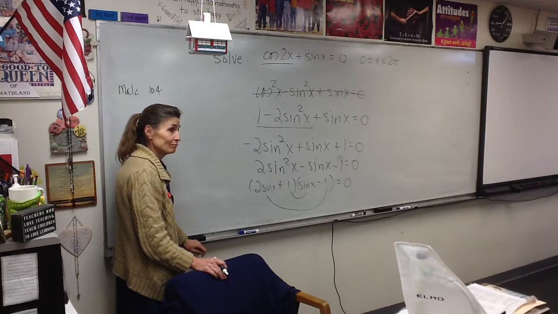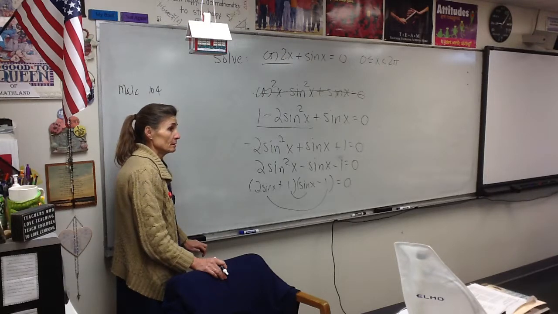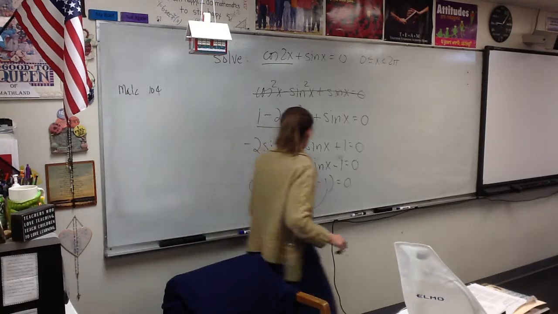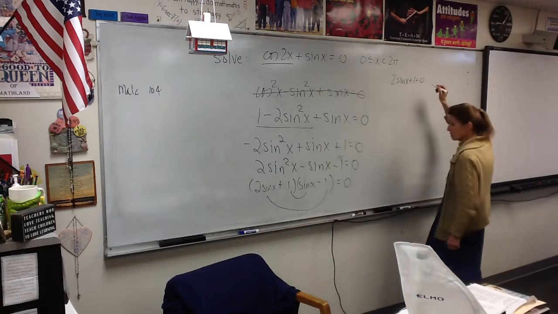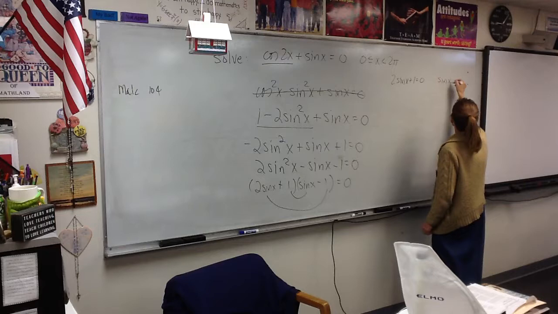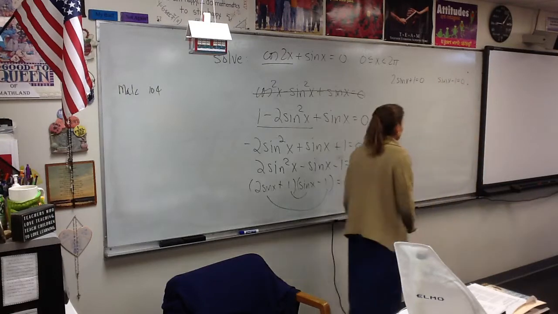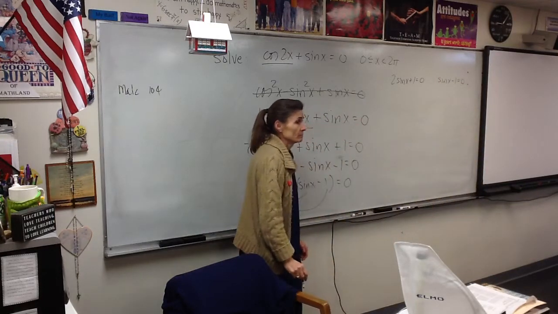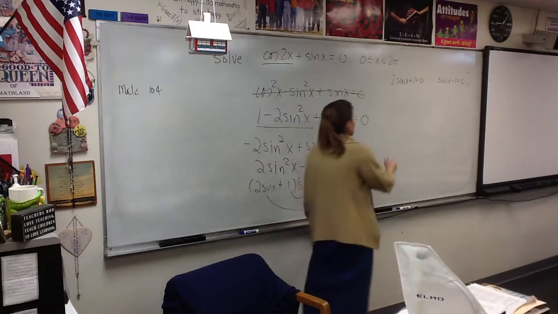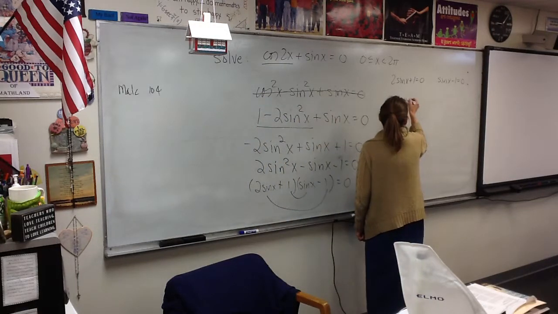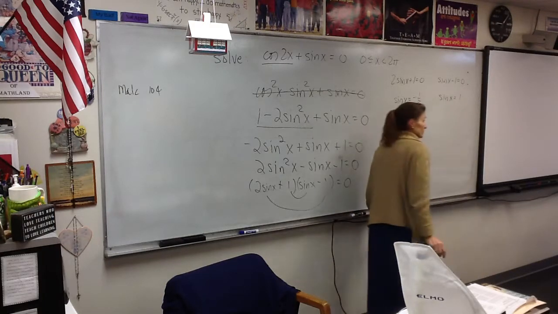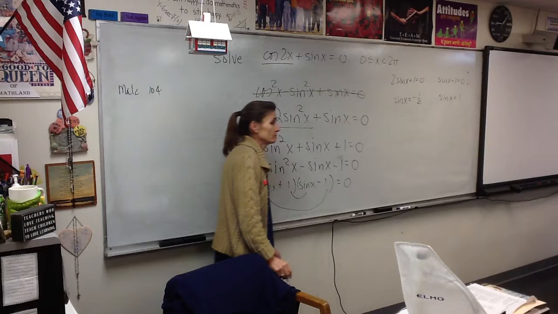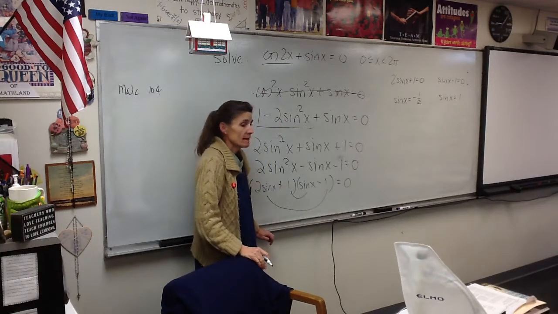It's a big problem. We're not even halfway done yet. Put them both equal to 0. So we have 2 sine plus 1 equals 0, and sine minus 1 equals 0. All right? Now what? Solve them. So this one says sine equals negative 1/2, and this one says sine equals 1. Now what?